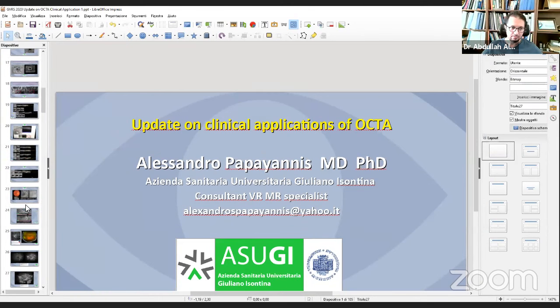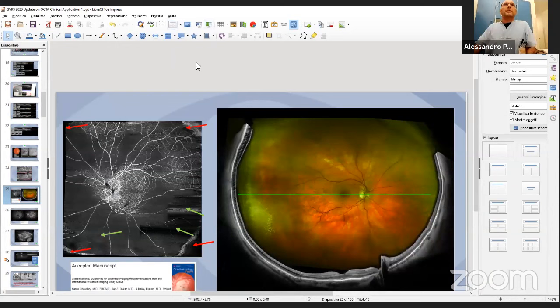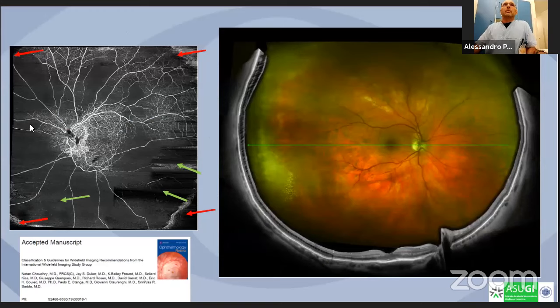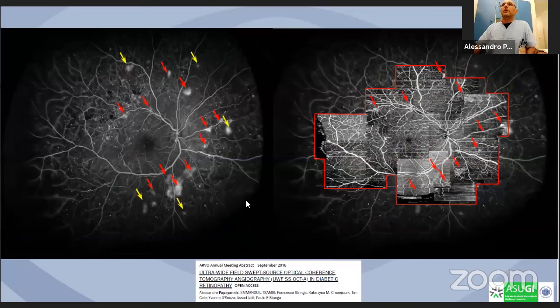Slide 25. Do you want me to show you these images quickly? One second. Okay, it was here. This was the artifacts of segmentation we talked about later.